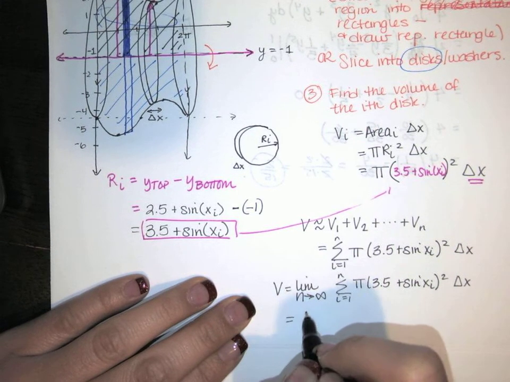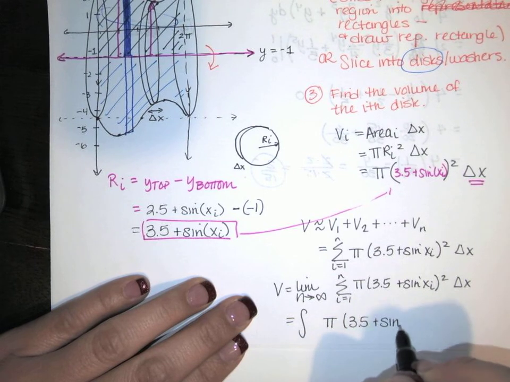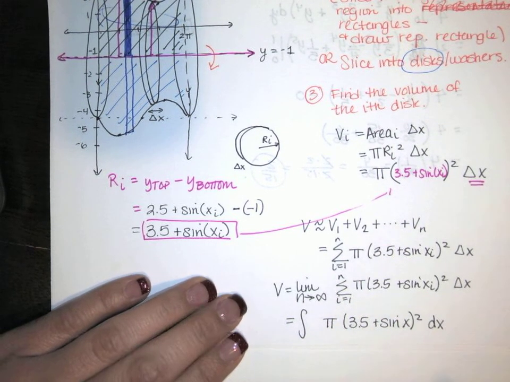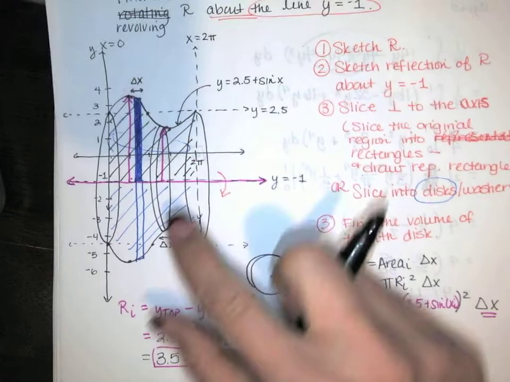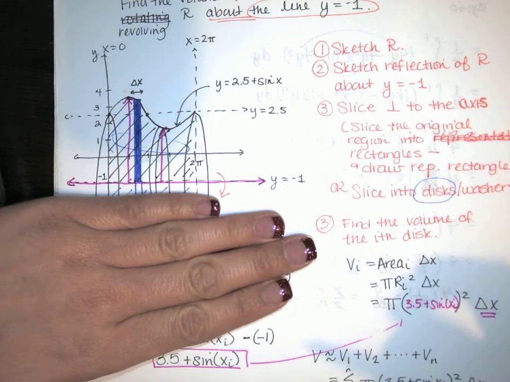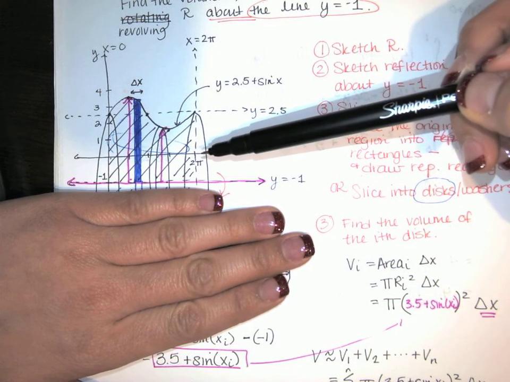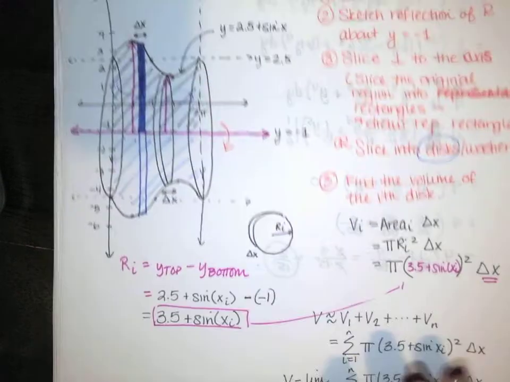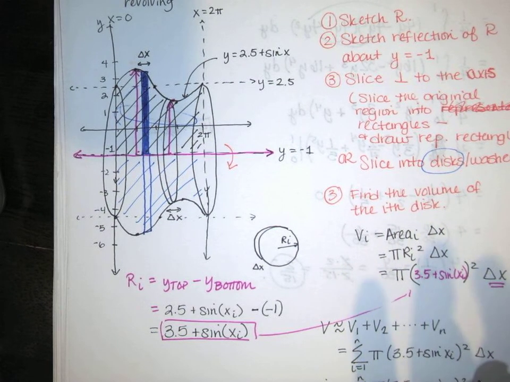And that is the definition of this integral. We have pi times 3.5 plus sine of x, quantity squared. Delta x becomes dx in the limit, and we integrate from x equals one number to x equals another number. To figure that out, we always look at the original region, forget about the reflection. X started at 0 and ended at 2 pi. So I'm going to integrate from 0 to 2 pi. And then we're going to get the volume of this solid. It's like a vase. Looks like a very wide vase.